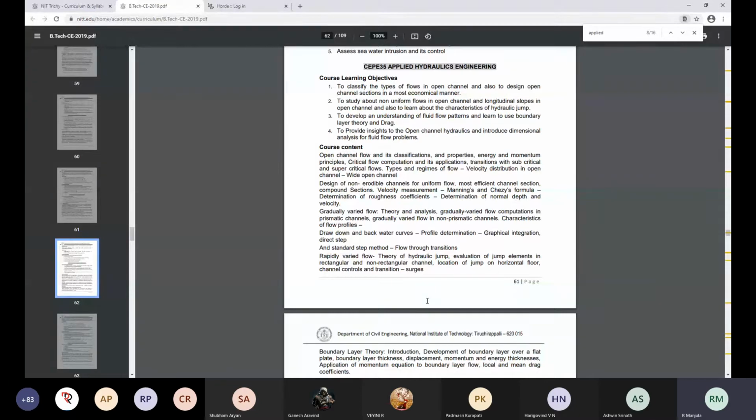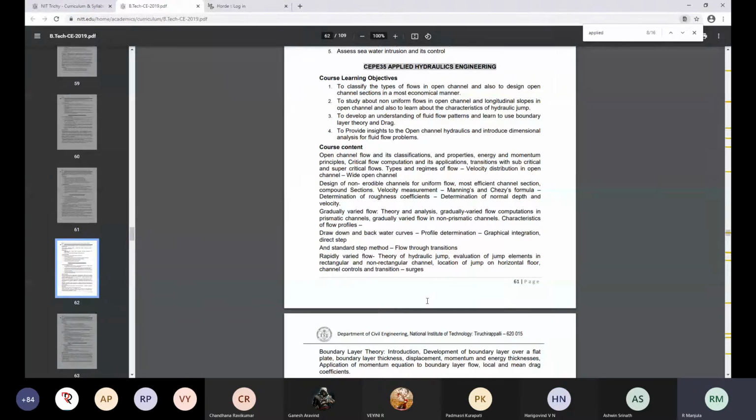The first unit comprises open channel flow, the basic energy and momentum principles, critical flow computations, the types and regimes of flow, and velocity distribution. Then there are different types of open channels, based on various categories: based on the regimes, based on the shapes, and so on.